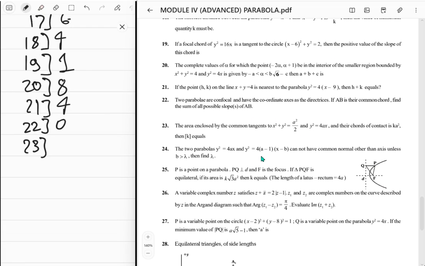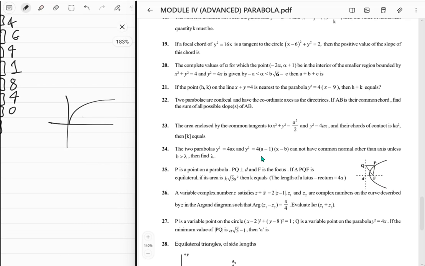Okay. Common tangents. So why should we do 4ax like this thing? You got a comma 0, just have the focus, and then a upon square root 2 is less than a, so it's going to be over here or something, and you want the area enclosed by the common tangents. So there's only 2 such common tangents, right? Like this, like that, and their chord of contact. So this thing, right? That area is k a squared, then k equals.